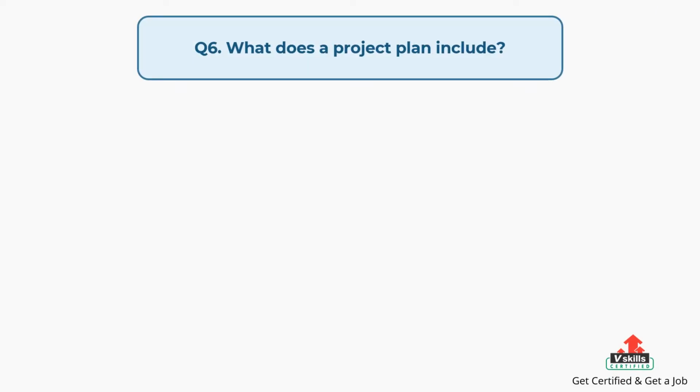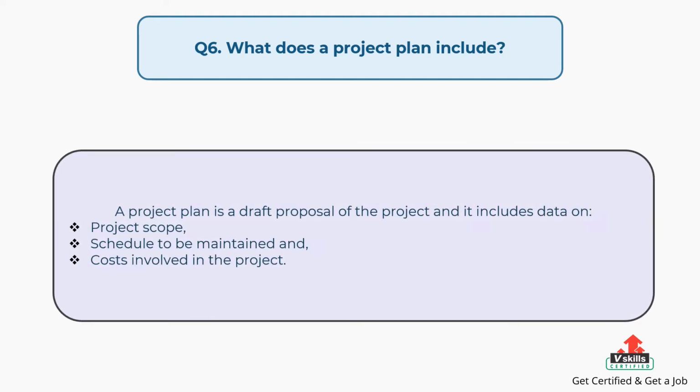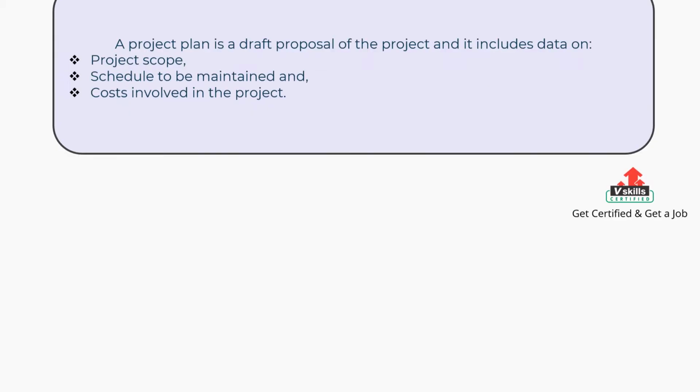Question number 6. What does a project plan include? The answer is, a project plan is a draft proposal of the project and it includes data on project scope, schedule to be maintained and costs involved in the project.